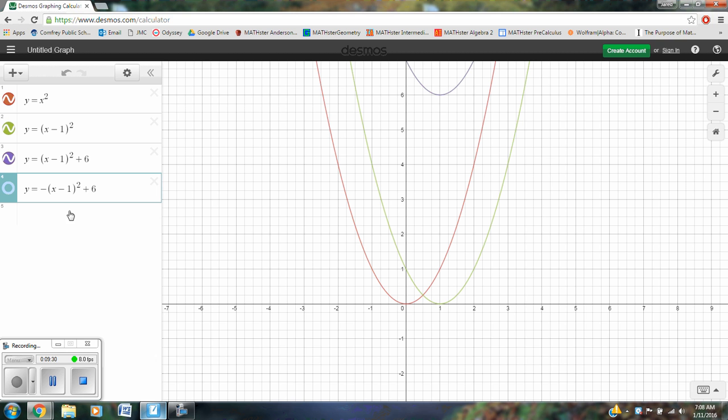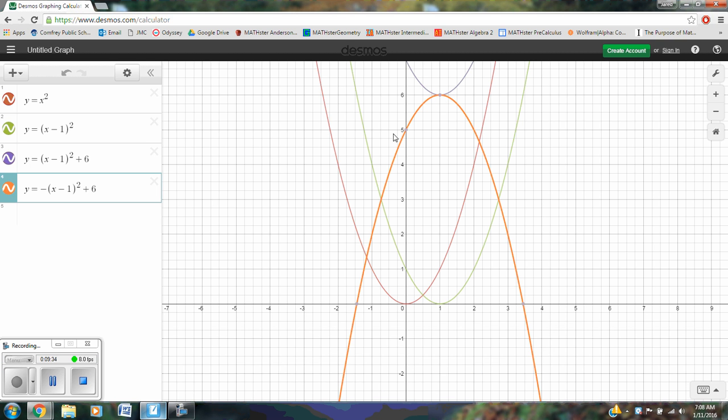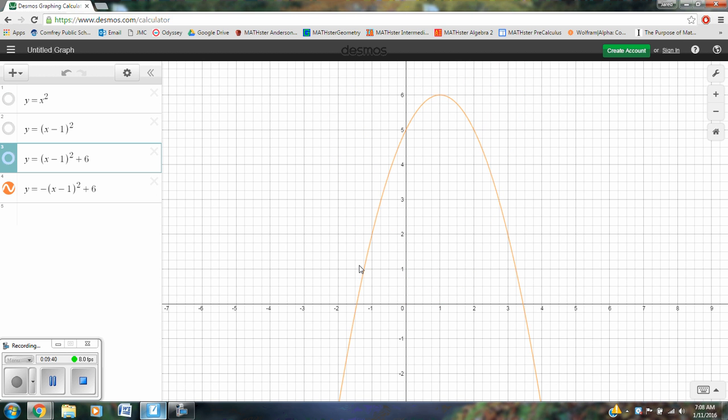Now the only thing I'm going to do is add this minus 1, or a negative, up front. Add that in. All it does is flip it, so it's going downwards. So if I take these away, this is what our parabola should look like. How does this one compare to this one? Well, again, that negative 1 out front flips it upside down.